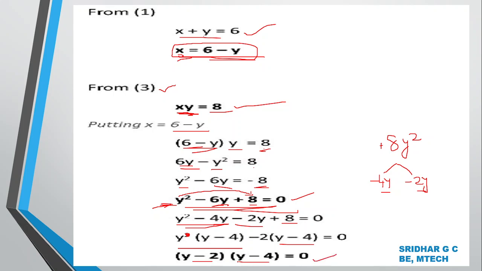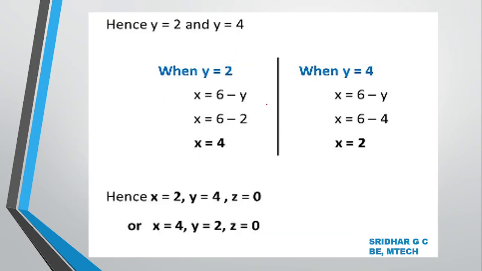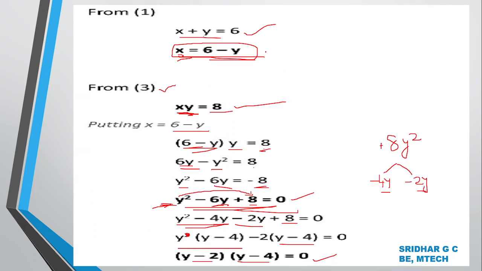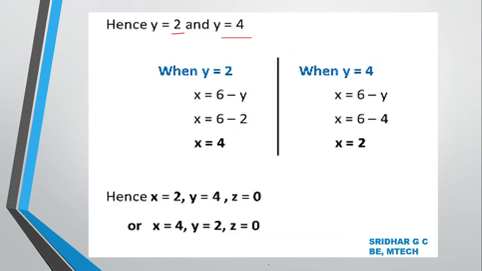I got the two equations here, y minus 2 and y minus 4. Let me solve for both. So y equals 2 and y equals 4. Now solve for x: x equals 6 minus y, we got this equation. Put the y value as 2 and y value as 4 here. So when y equals 2, x will be 4. Next, when y equals 4, x will be 2.